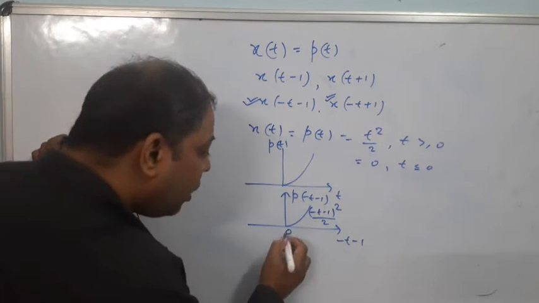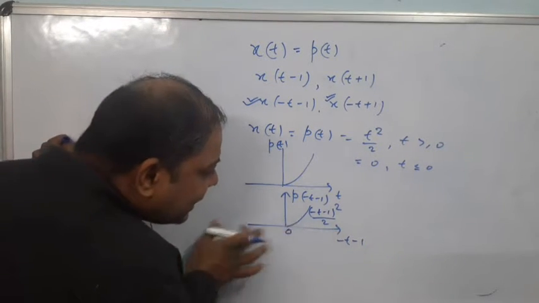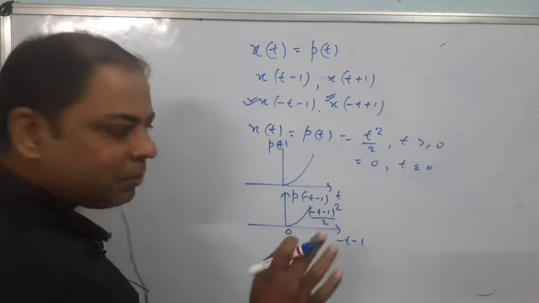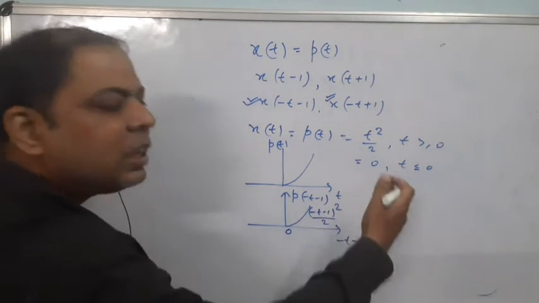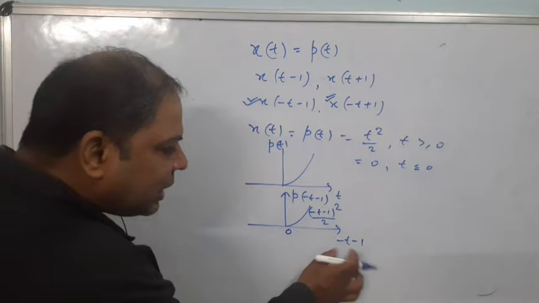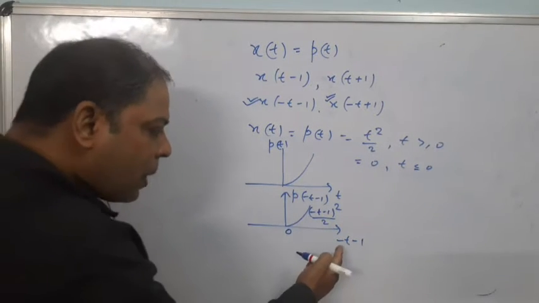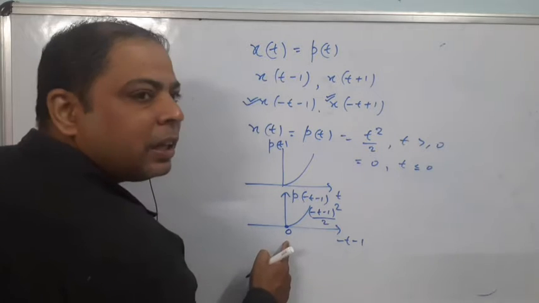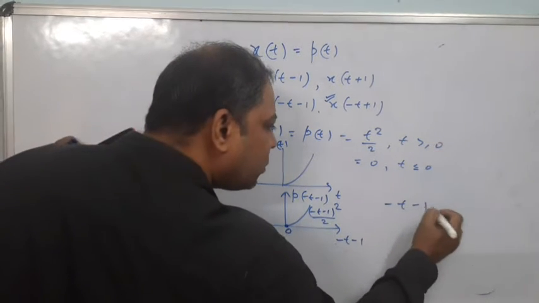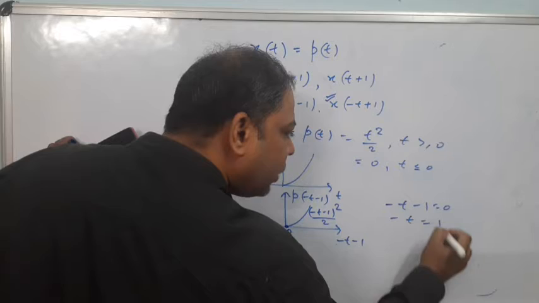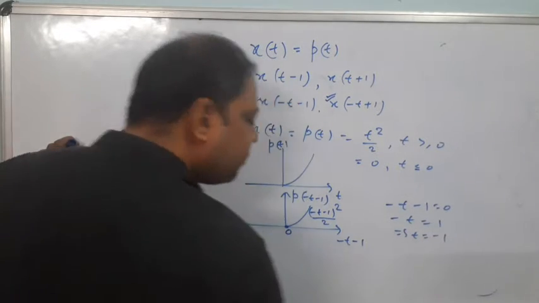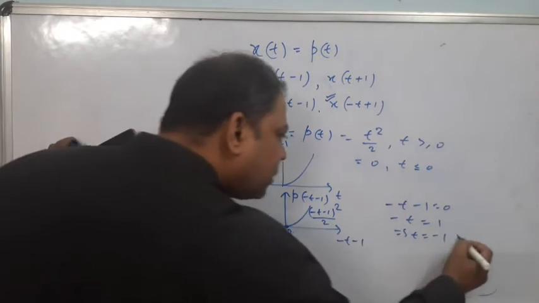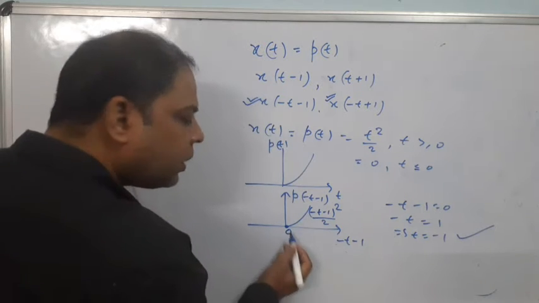Now what is your aim? Your aim is to change this axis to the t axis. That's all. How to change this axis to the t axis? I have told. Now at this point -t-1 is 0. At this point what is the value of t? That means see, -t-1 equal to 0, -t equal to 1, which implies t equal to -1. So this point will change to t equal to -1. Which point? This 0 point.